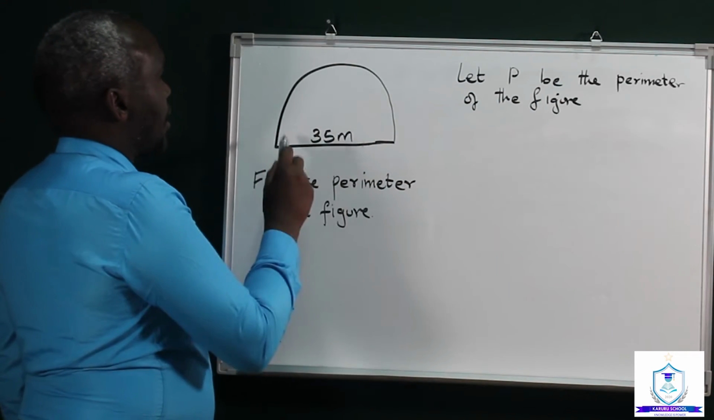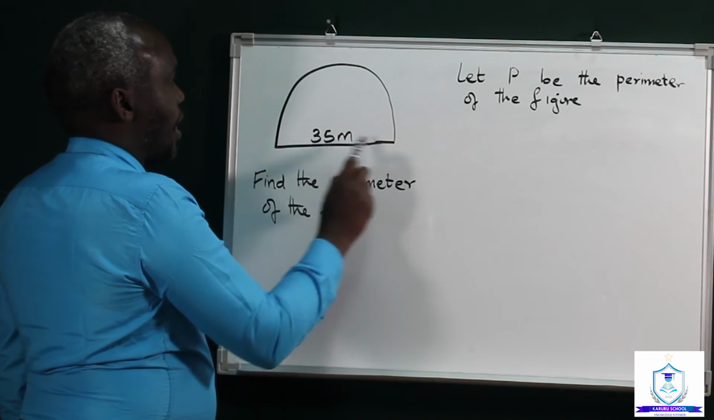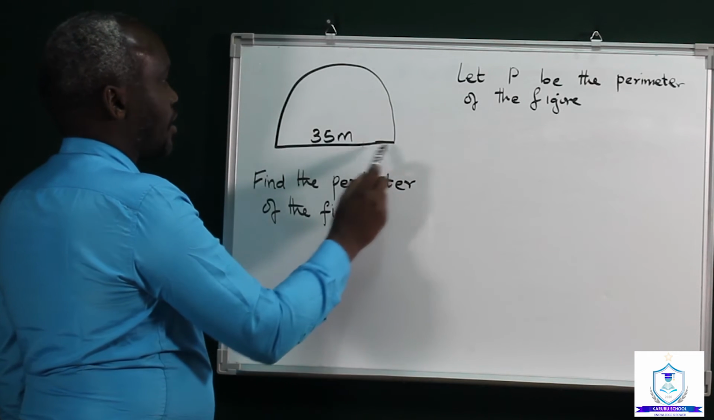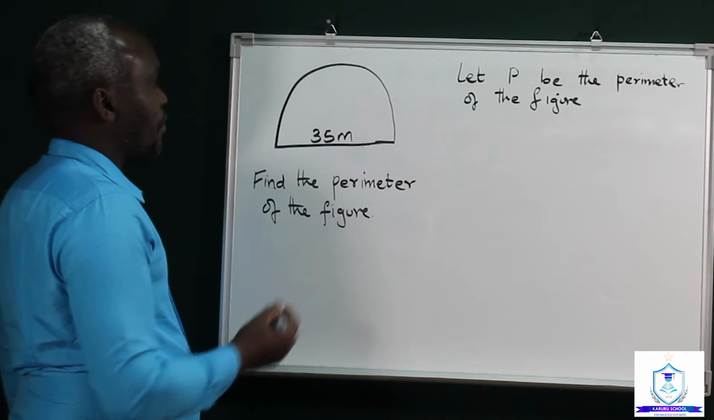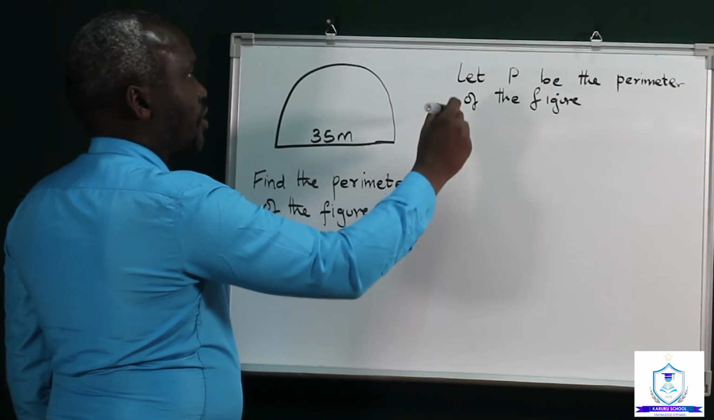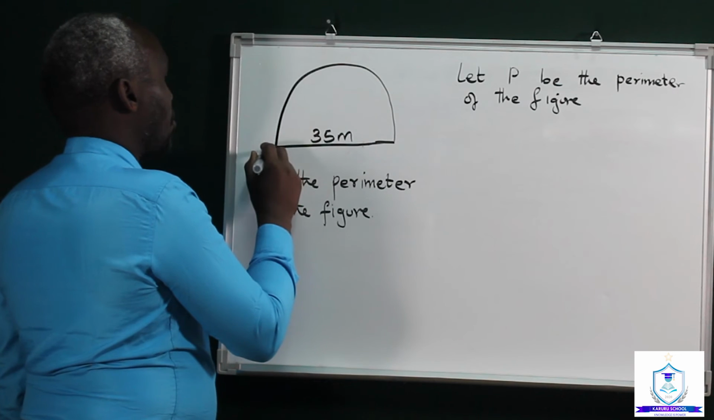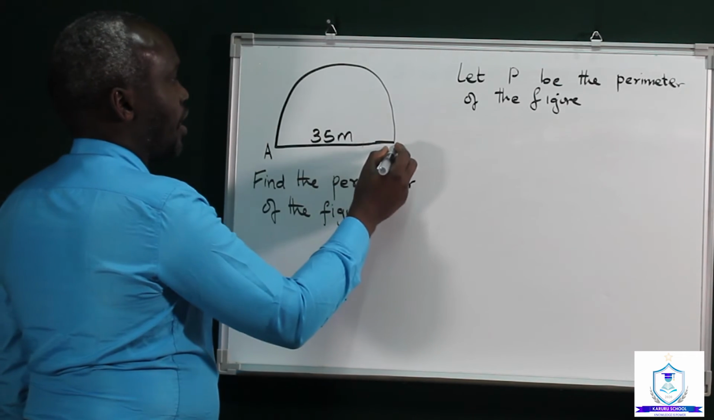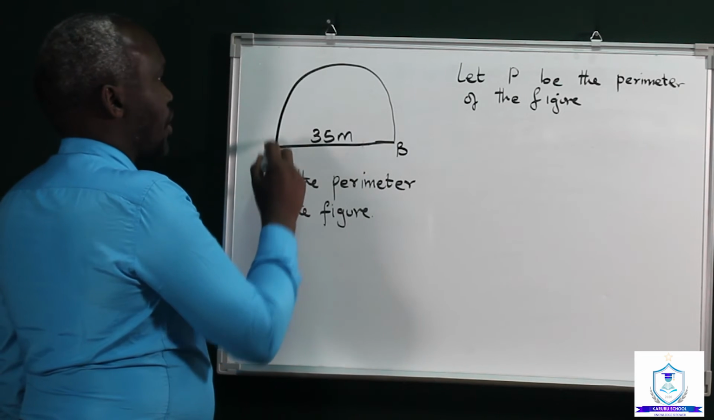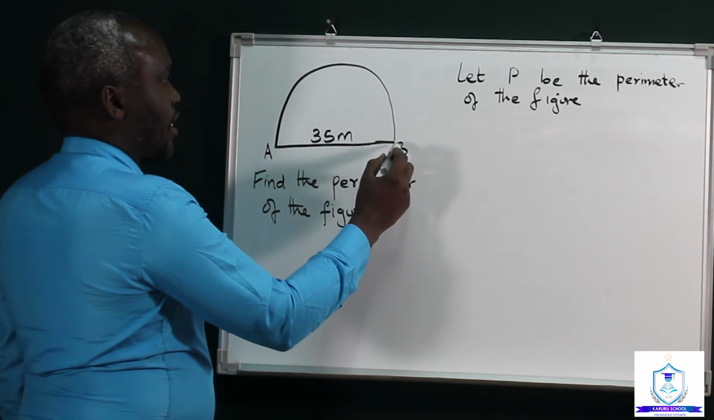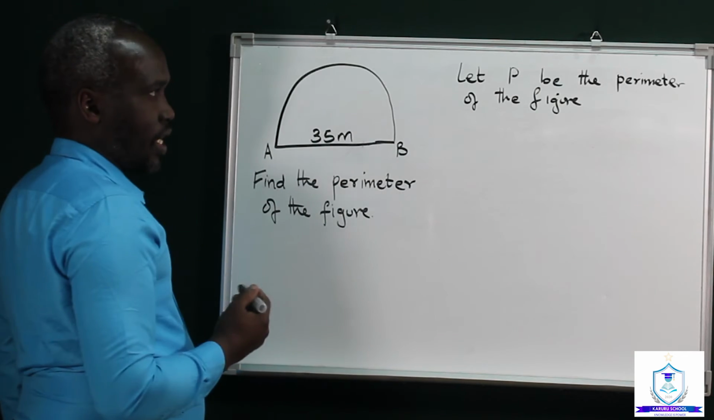So notice that this figure has a semicircle in it, and then it also has a straight diameter which we need to add into the perimeter. So before we figure out the formula for the perimeter, we'll need to label our figure. We say that this is point A and this is point B. So we'll move from point A to point B and then find the distance from point B to point A.